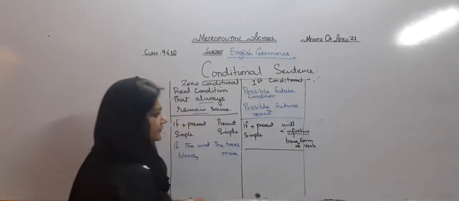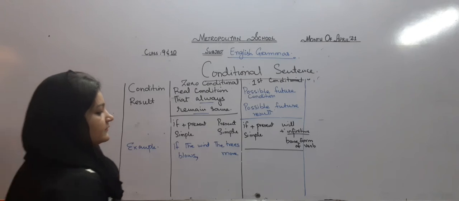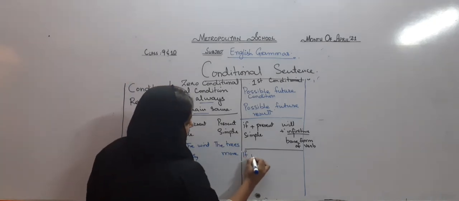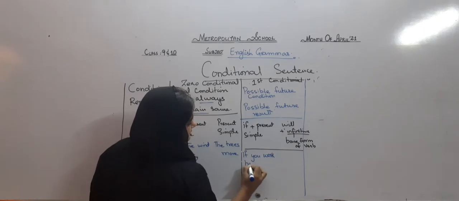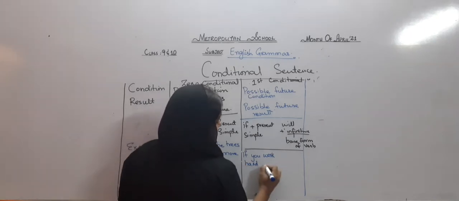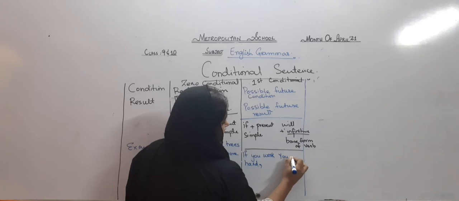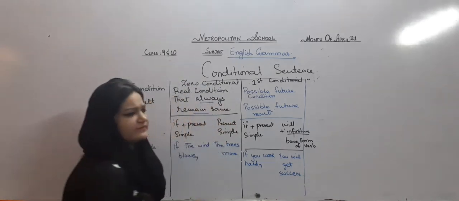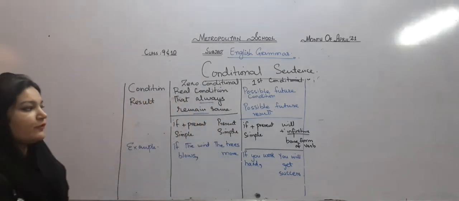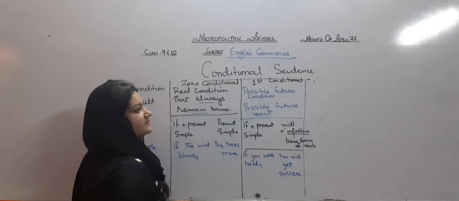Now come to the example. If you work hard, comma, you will get success. Is that clear? It is very easy, I think. You just need to follow the structures of the conditional sentences.